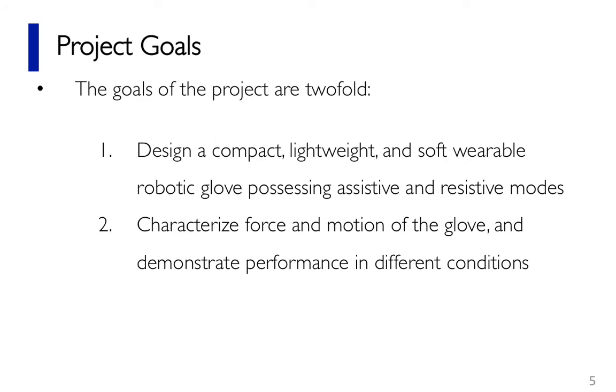With the motivations from the previous slide, the project goals were divided into two. Firstly, it was to design a compact, lightweight, and soft wearable robotic glove that possessed assistive and resistive modes. Secondly, it was also to characterize the force output and motion of the glove in order to demonstrate the performance in different conditions.